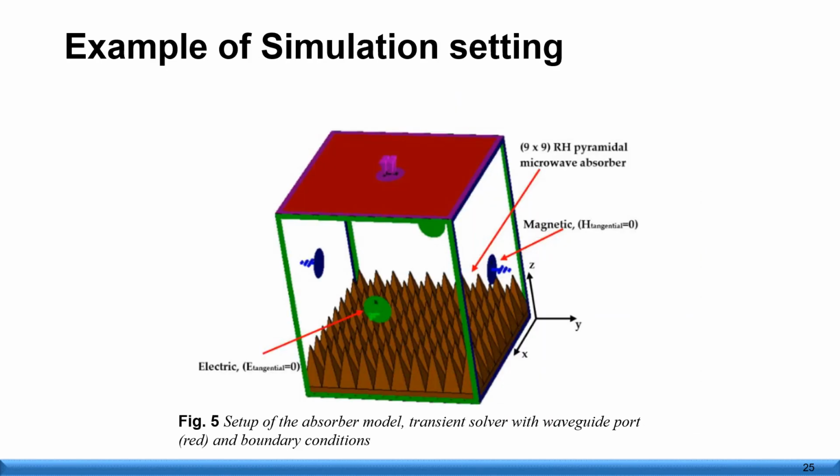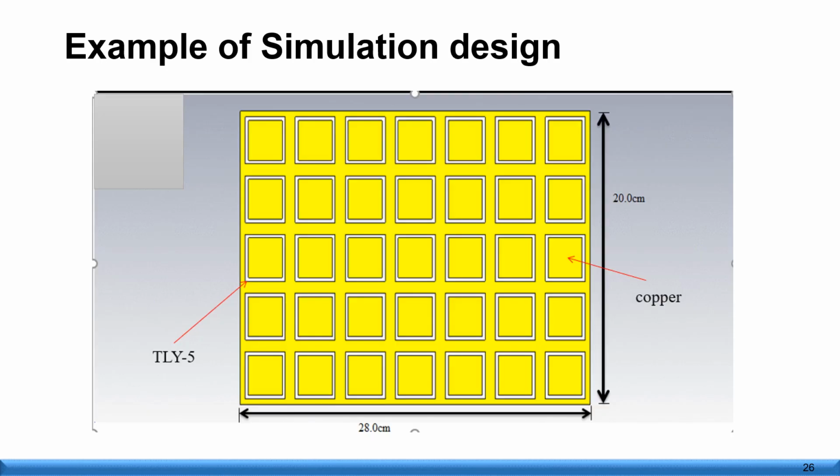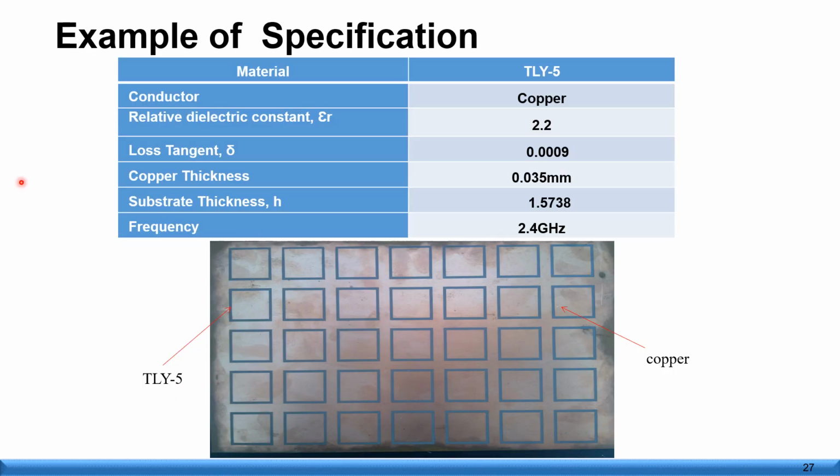This is an example of simulation setting, how you simulate your absorber, how you set the settings in the simulation. This is an example of a simulation design. You can put the width and the length, and the dimensions of this design structure, and then label what each part means, like copper, and here will be the TRY5.